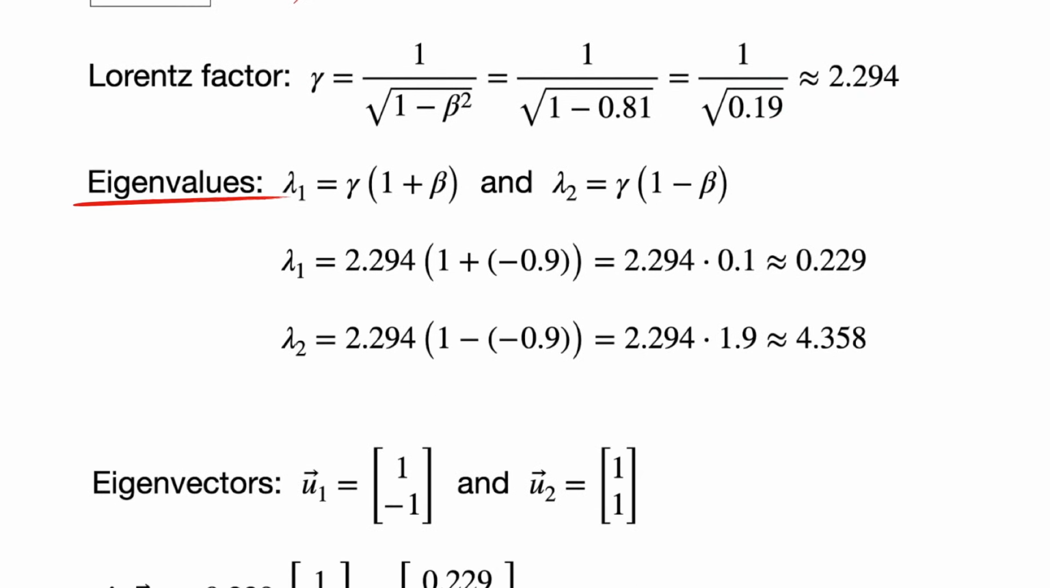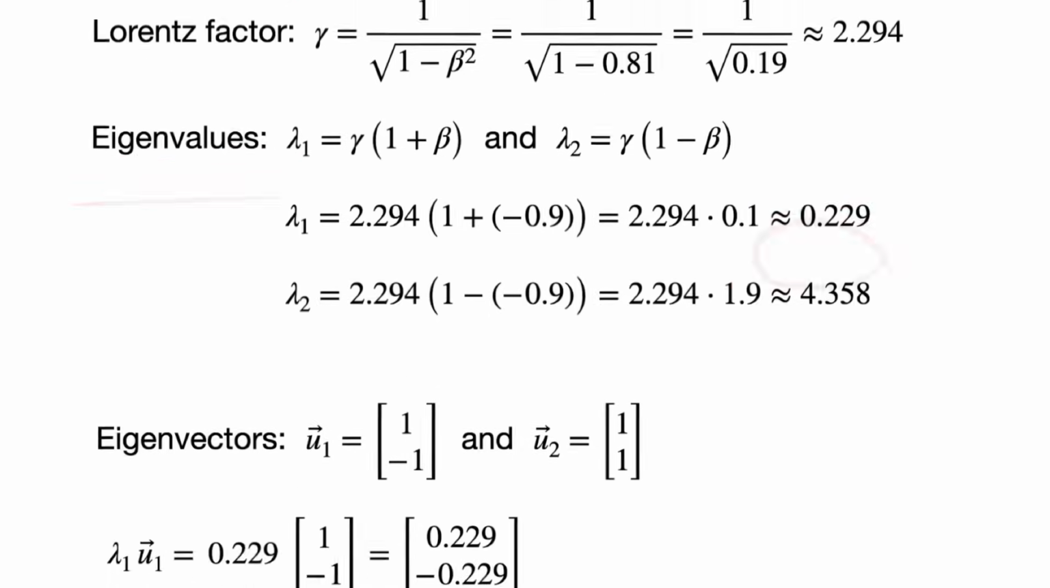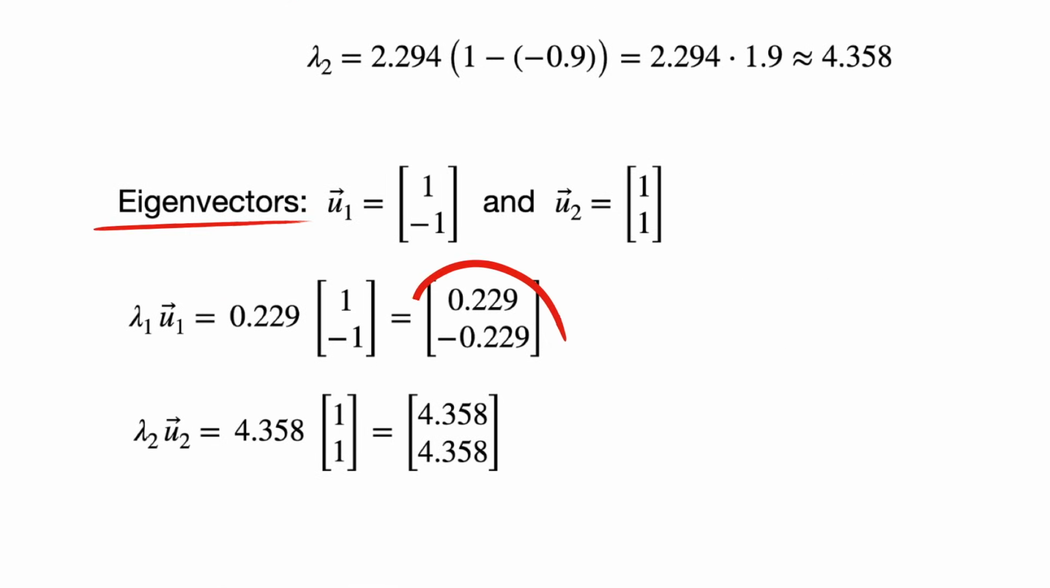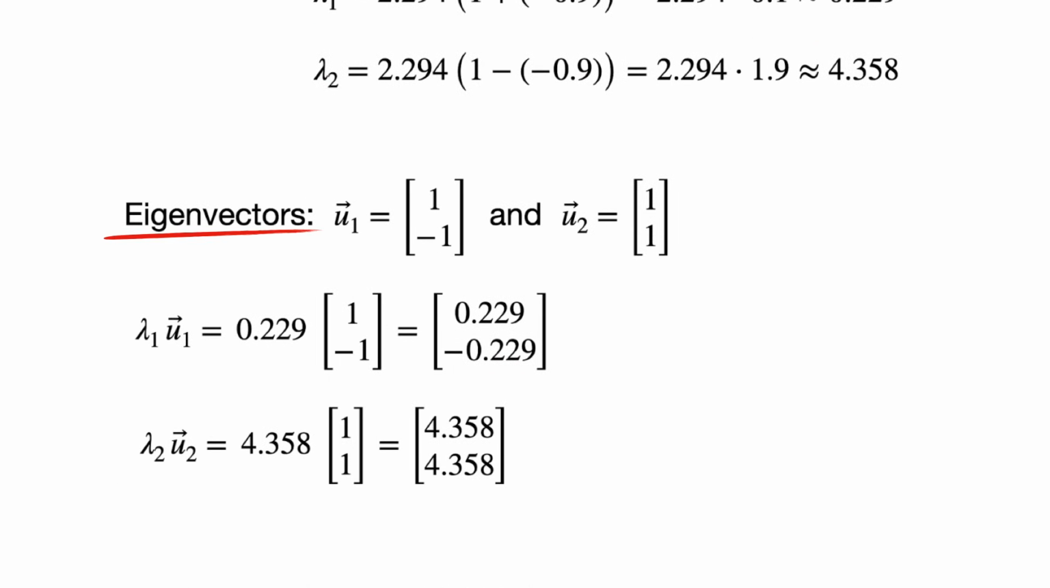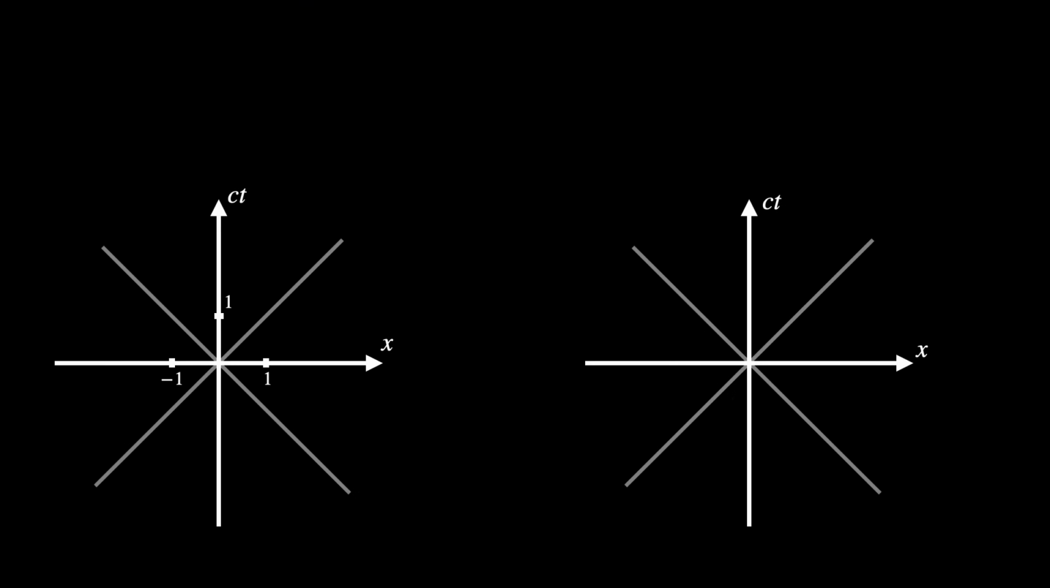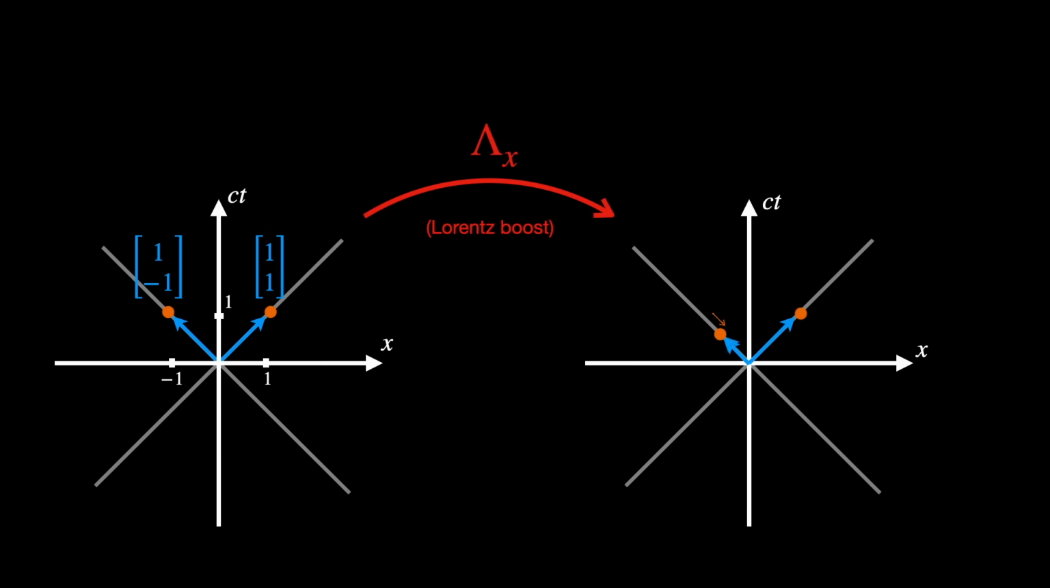One of the eigenvalues is approximately 0.229, with its eigenvector being transformed into the vector (0.229, -0.229). The other eigenvalue is around 4.358, and its respective eigenvector is transformed into the vector (4.358, 4.358). Graphically, we start with the eigenvectors (1, -1) and (1, 1), and they get scaled by their respective factors. Interesting, we're slowly drawing the new diagram we get after the transformation.